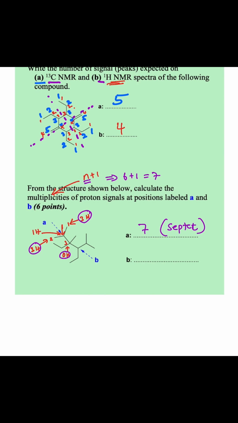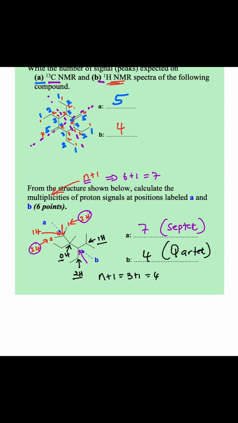Now let's look at B. The proton on that carbon labeled B, it has a neighbor here that has 2 hydrogens, a neighbor there that has 1 hydrogen, and a neighbor there that has 0 hydrogen. So when you add 2 plus 1, that gives you 3, plus 0 gives you 3. So N plus 1 equals 3 plus 1, which equals 4, and therefore the multiplicity there is 4, and that one is called quartet.